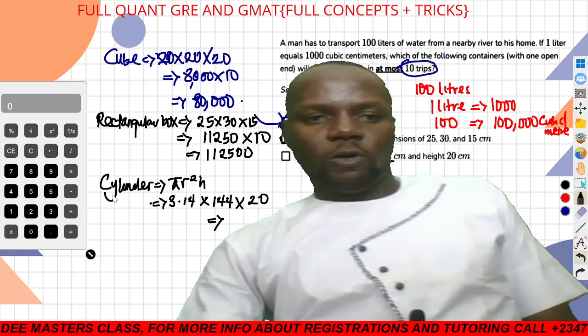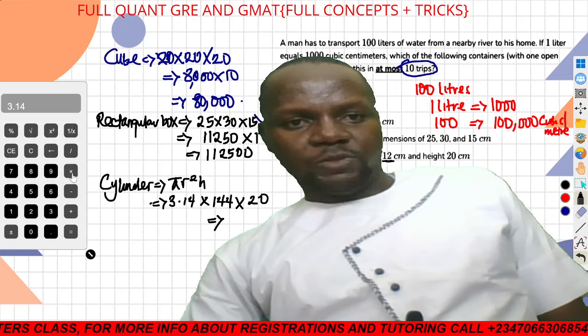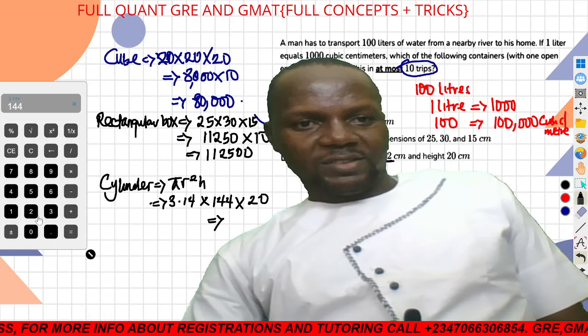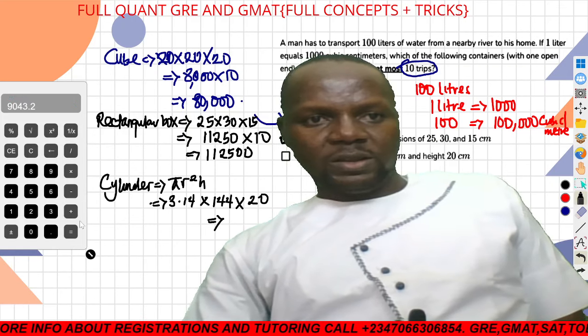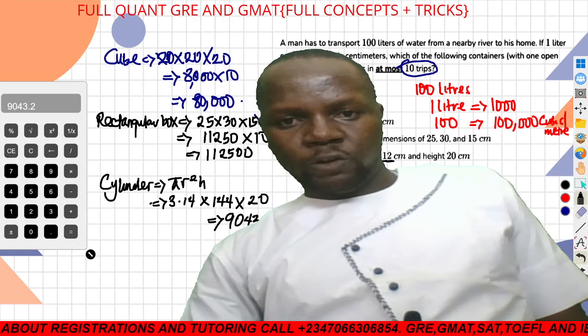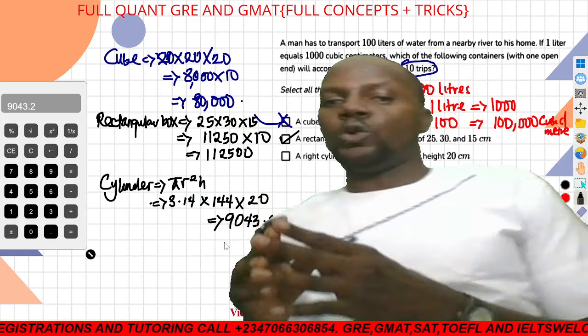So 3.14 times 144 times 20. Somebody is saying here it's 9043.2. So 9043, they are also projecting the question. So they are also attempting it, and I'm doing it now. So that's what we're talking about.